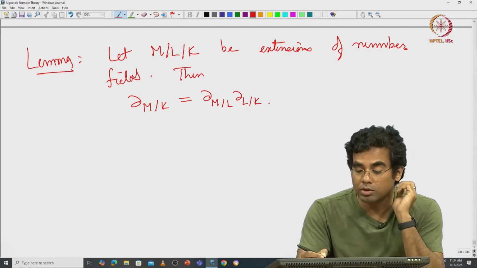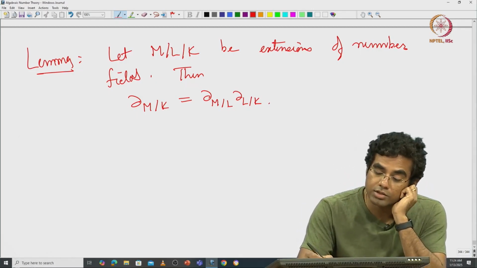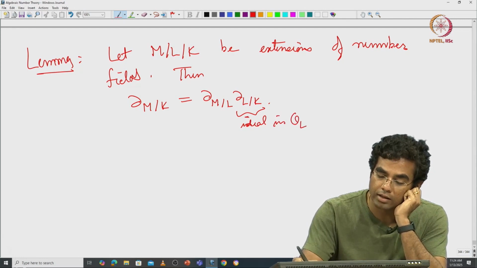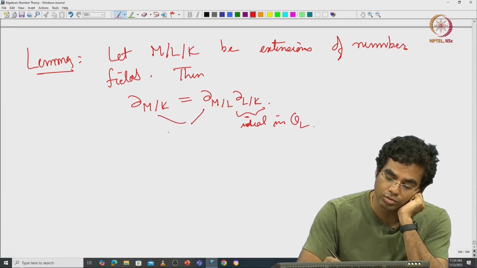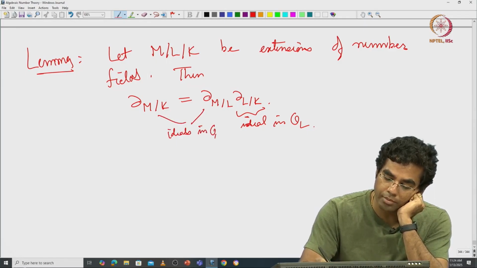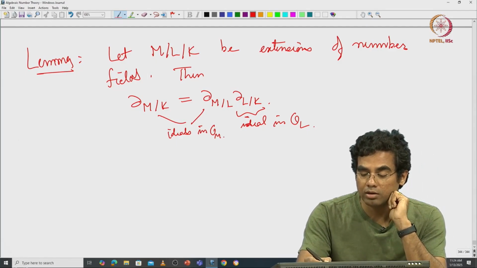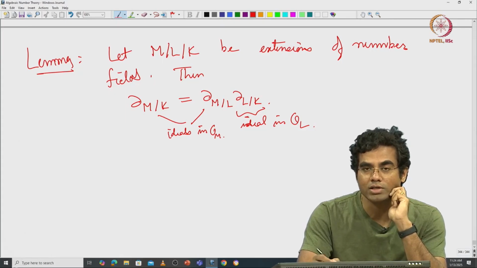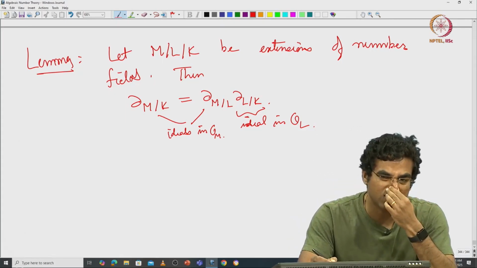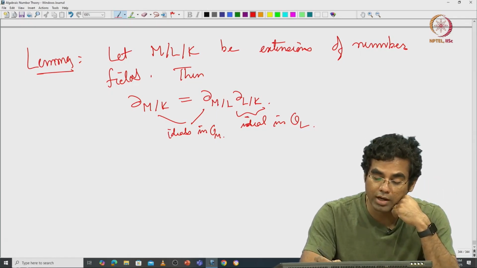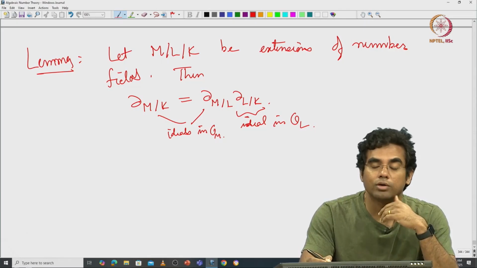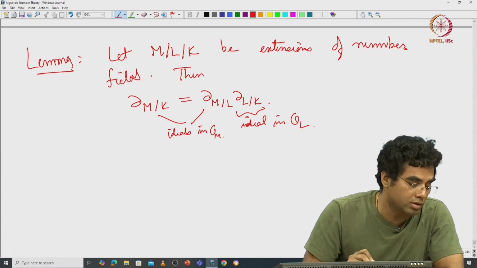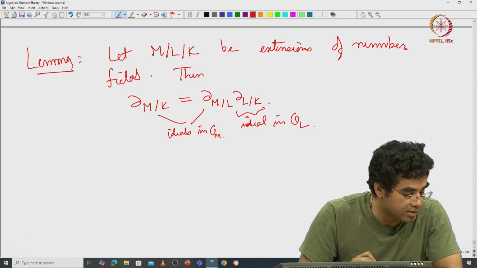Now, again I want to point out the subtlety in this. This last thing is an ideal in OL, so it is in the smaller field, whereas these two are ideals in OM. So, what this means is that you are first extending the ideal to OM and then taking the product, but that is the same as taking the product of these two ideals inside OM. So, we do not write OM times the different of L over K because it is the same kind of product, right. OM times this first thing will be the different of M over L, sorry.